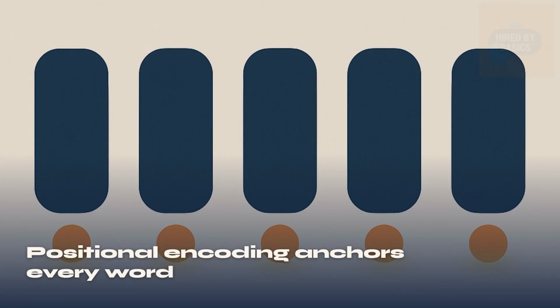So the designers added positional encoding, a small numeric signal attached to each word's representation, telling the model, hey, this word is at position 1, this one is at position 3, and so on. Without this, the model would treat the sentence like a bag of words with no structure. With it, order is preserved, meaning stays intact. Simple idea, massive impact.